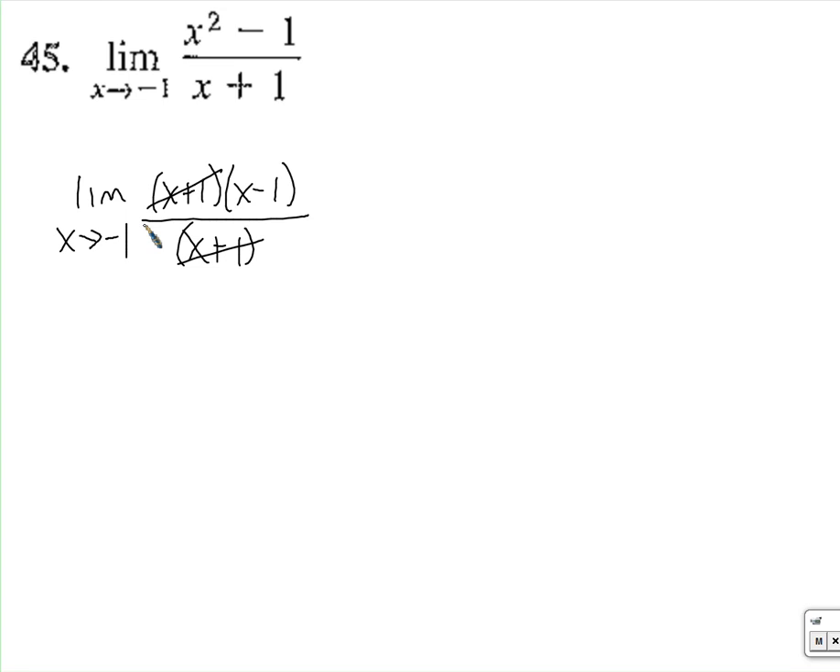So now we have a new function, x minus 1, and if you move in the directions of your homework, it says to find a simpler function. That's what it's talking about here. It's a function that agrees at all but one point. What point does this function not agree with this function? Negative 1, they don't agree. Okay, so what is this limit? Negative 2, because now we can plug in negative 1, no problem.